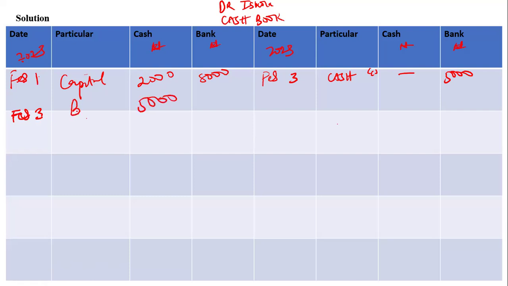Where is the money coming from? It's coming from the bank. And that is cash going to the cash account from the bank, and it's a contra entry. Now let's go to the next one.